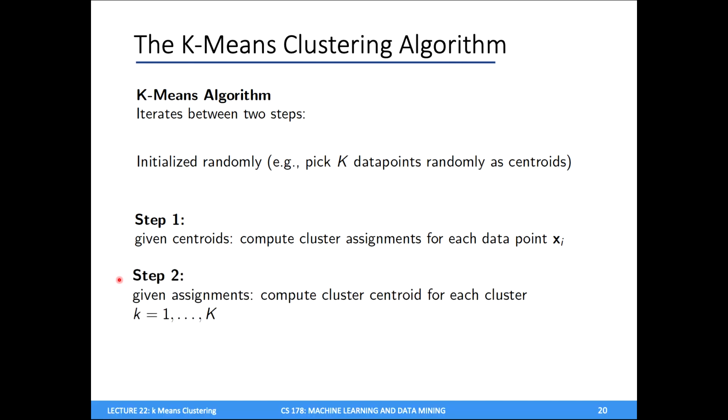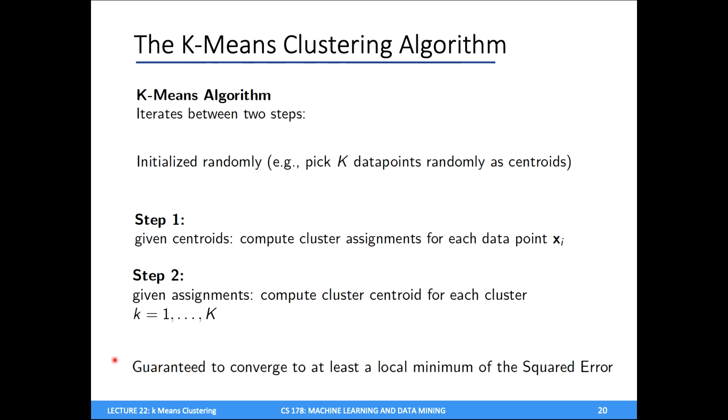In step 2, we flip things around. We assume that we're given cluster assignments, which are the ones we computed in step 1. And what we do then is we compute or update the cluster centroids. So we alternate between assigning cluster labels and updating those centroids. This algorithm is guaranteed to converge. We'll see some more details of that later.